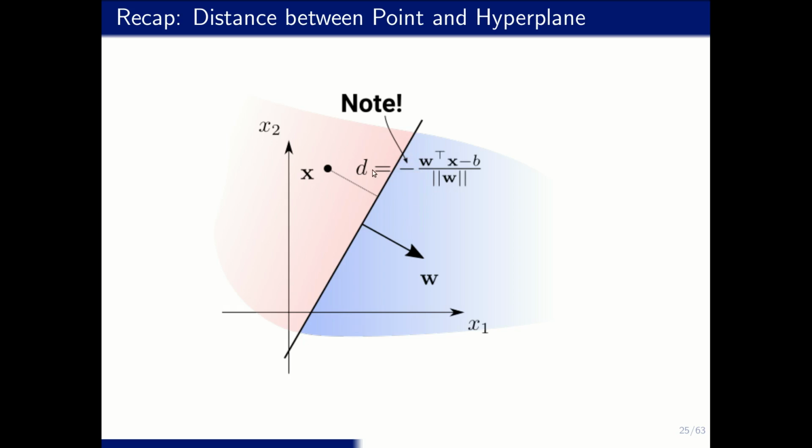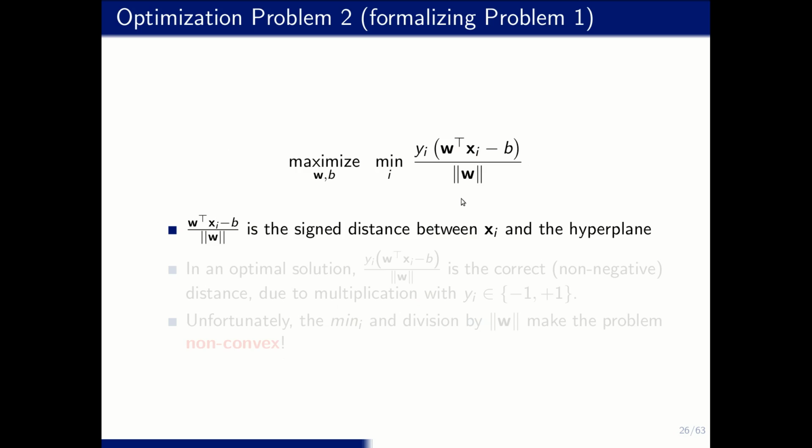Useful for classification, so we need to look at the signed distance. If the signed distance is negative, we are here, and if the signed distance is positive, we are in the positive half space. So now, w transposed x minus b is the signed distance between xi and the hyperplane.